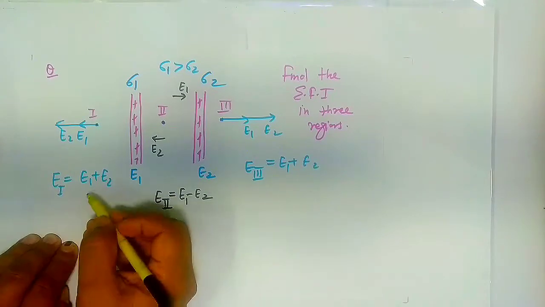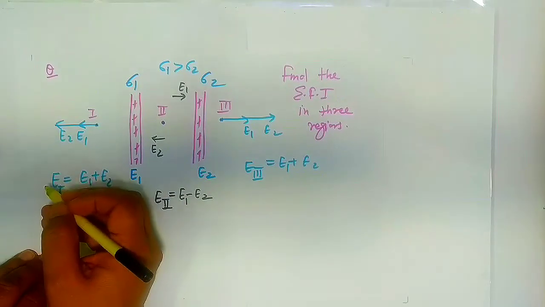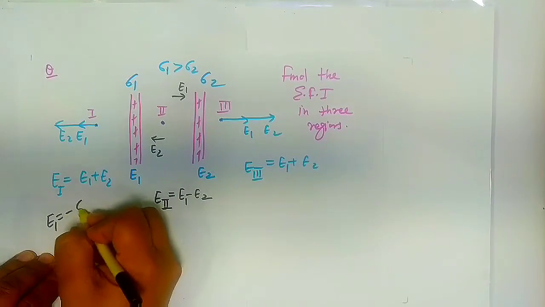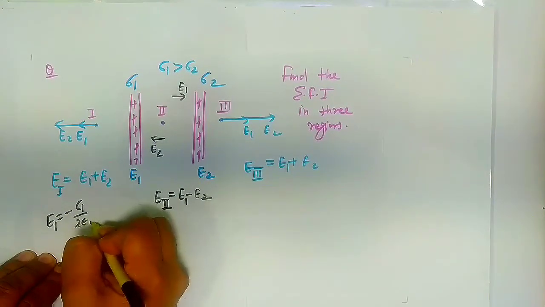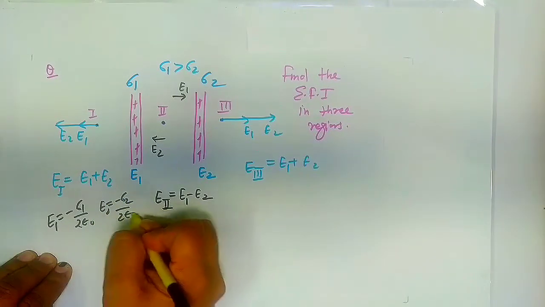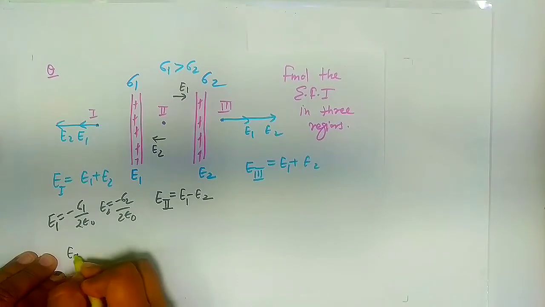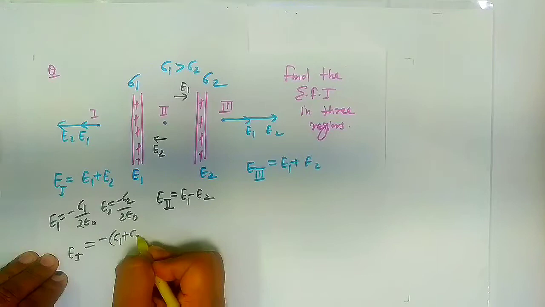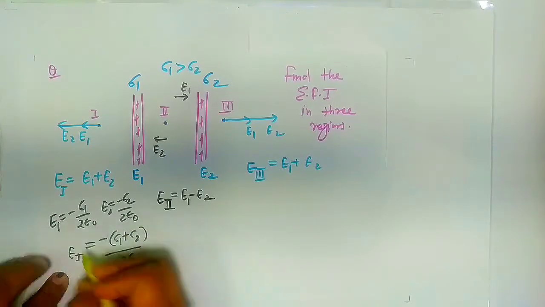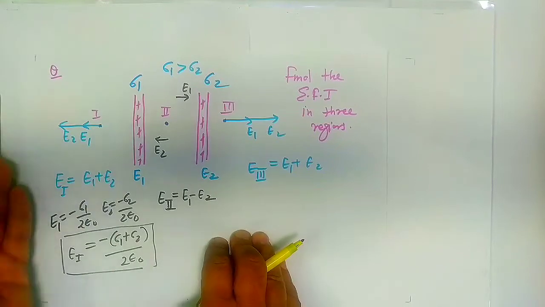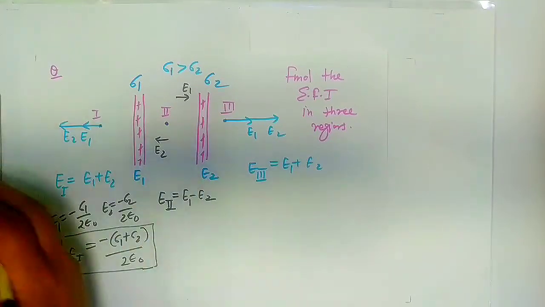Now on the left side we take a sign convention. Sign convention is negative on the left side, so E1 is minus sigma 1 by 2 epsilon naught, and E2 is also minus sigma 2 by 2 epsilon naught. So E comes to minus of sigma 1 plus sigma 2 by 2 epsilon naught. Got it? This is on the left side, where the sign convention applies.